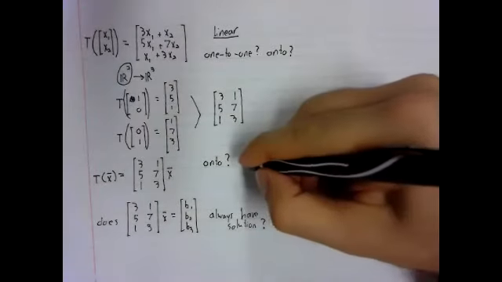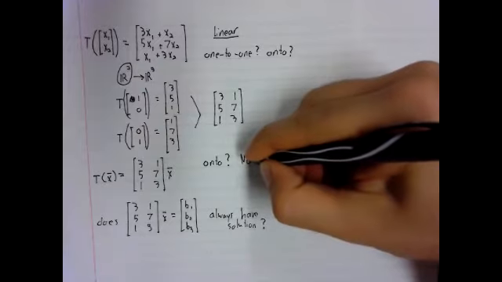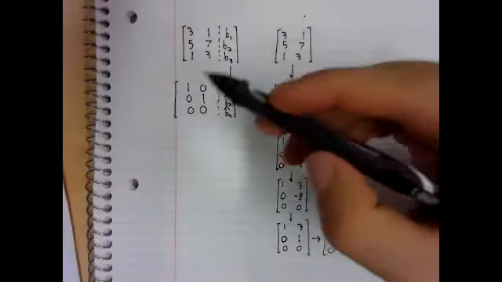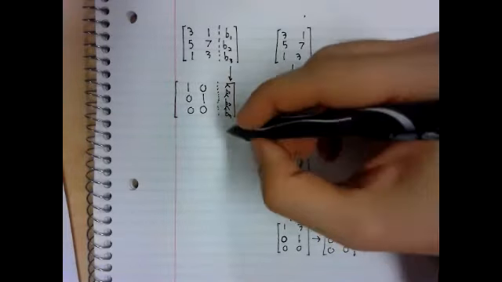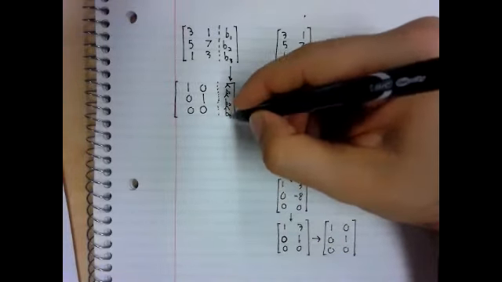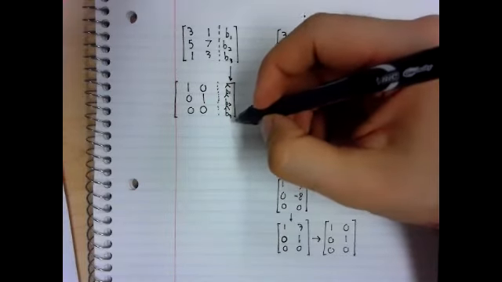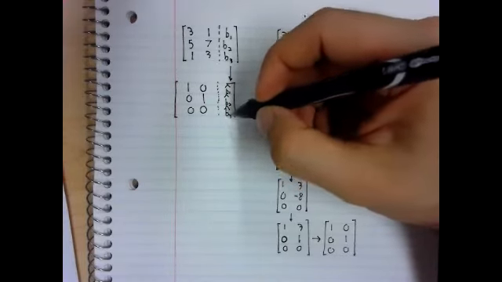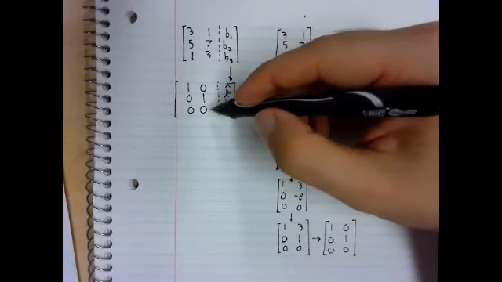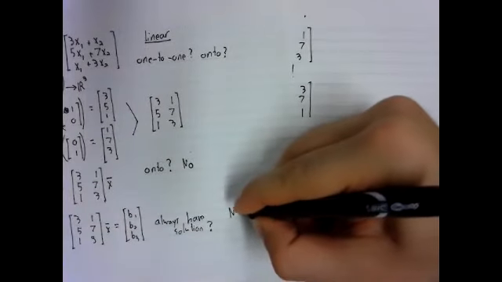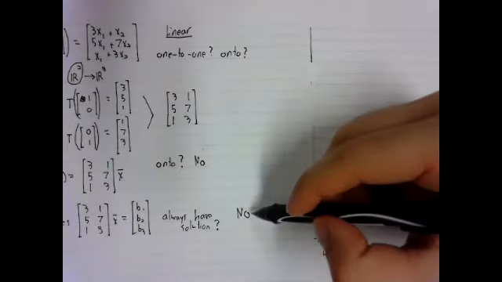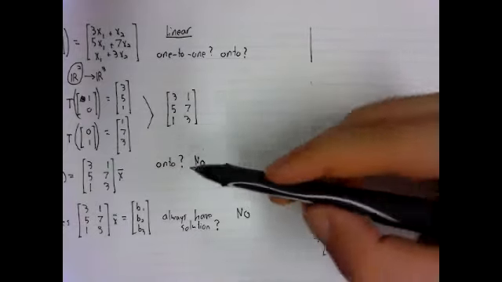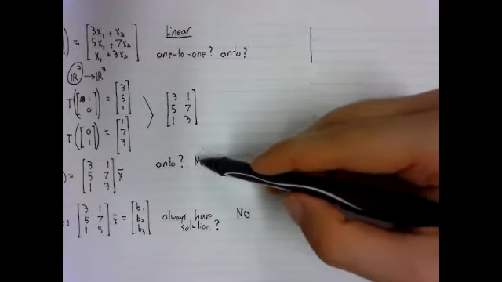Is it onto? No. Because of this row here, 0, 0, if this b sub 3 tilde is anything other than 0, we're not going to have a solution. So this matrix equation does not always have solutions, meaning this isn't onto.